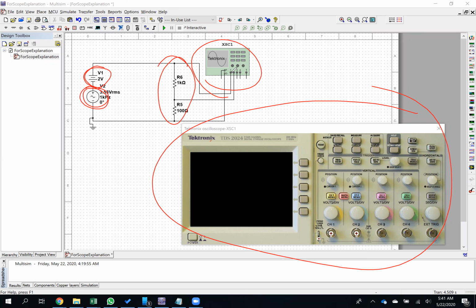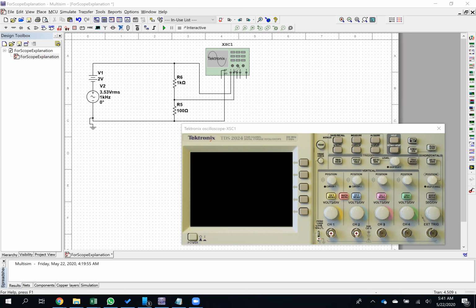Notice that channel 1 is connected here. Channel 2 is connected here. And the important thing to remember about scope channels is that both scope channels are referenced to ground. And so that's why this ground connection here is connected to the ground of our circuit. So channel 1 is measuring this voltage. Channel 2 is measuring this voltage.